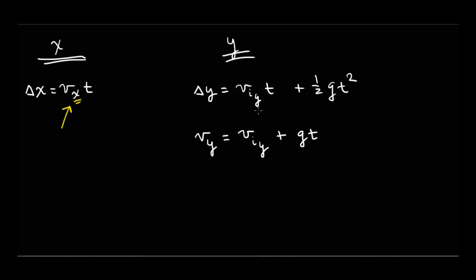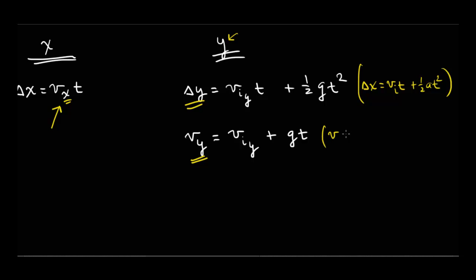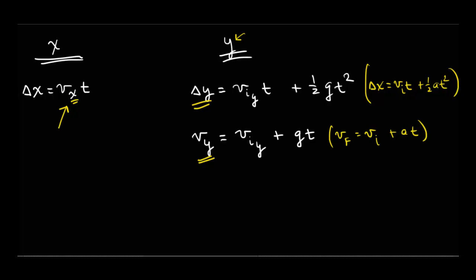Again, these are not new equations. These are old equations that we've sort of remade. We're calling this delta y and v sub y because we're dealing with the y direction. But this equation is just this old one that we used to call delta x equals v initial t plus 1/2 a t squared. Right? That's one of our old kinematic equations. And we used to just write this v final equals v initial plus a t. That's another one of our old kinematic equations. We're just rewriting them. I'm calling it delta y because it's in the y direction, and I'm saying v sub y because it's the velocity in the y direction.